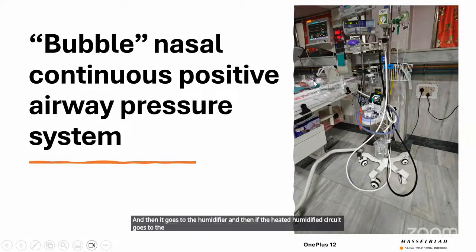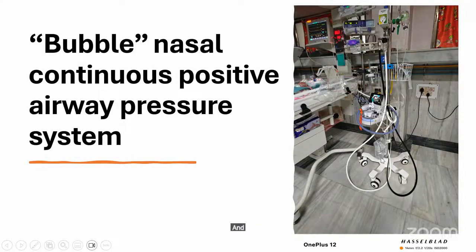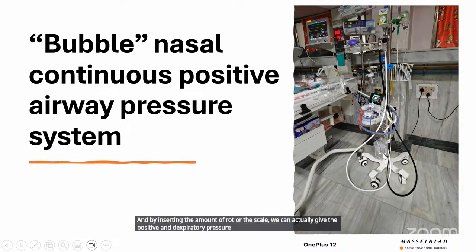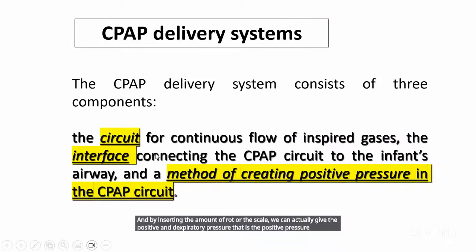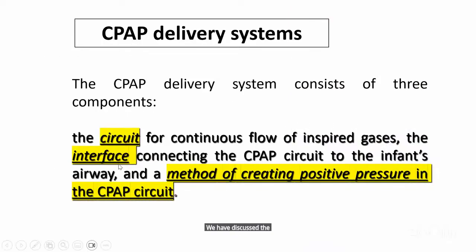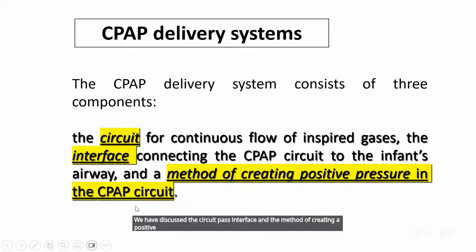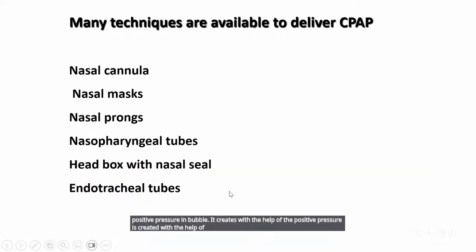one end goes to the interface, that is the nasal cannula, and the other end goes to this bottle which has water in it. By inserting the rod to the amount on the scale, we can give the positive end expiratory pressure, that is the positive pressure. So we have discussed the circuit, interface, and the method of creating a positive pressure. In bubble CPAP, the positive pressure is created with the help of the bubble method.